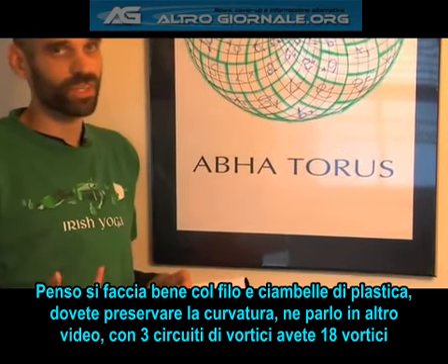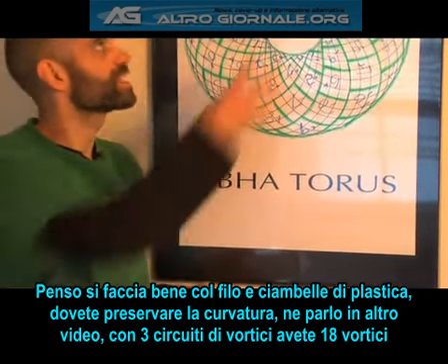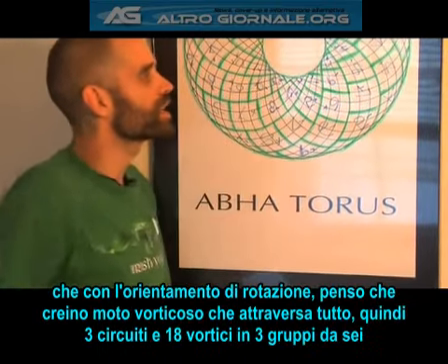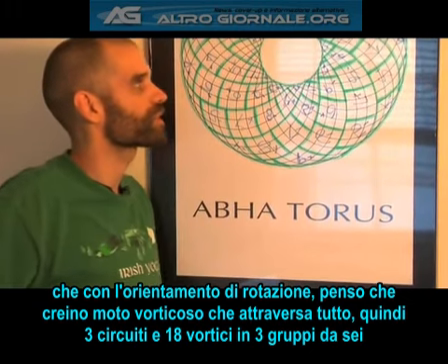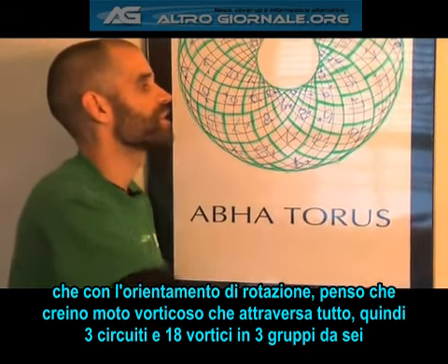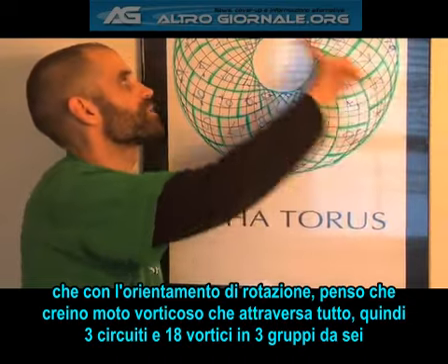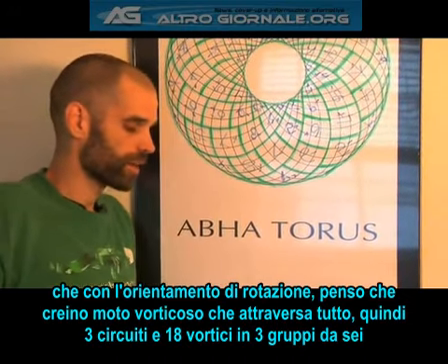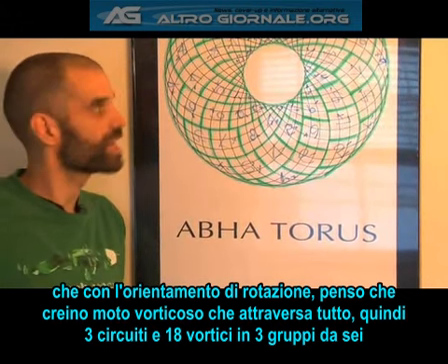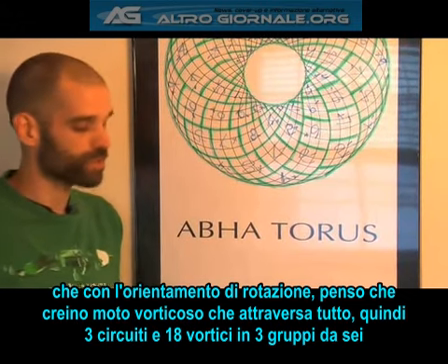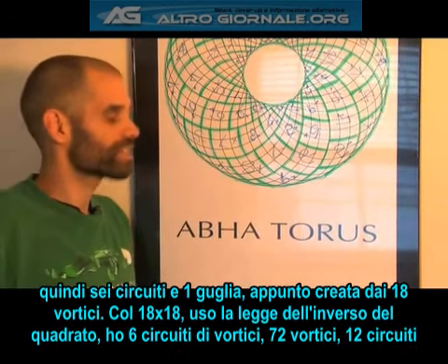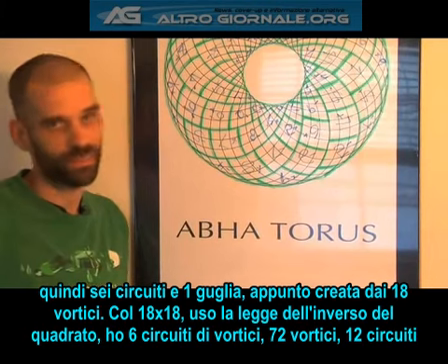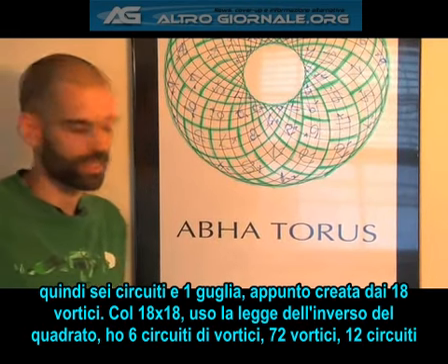So for 3 nested vortices circuits, there are 18 of these vortices, which give this spin orientation, which make it perfect, make it mirror. I believe they create vortices that go all the way through. So 9 by 9 is 3 nested vortices circuits. 18 of those vortices are in 3 groups of 6. You have 6 circuits. You have 1 spire, and that spire, of course, consists of 18 vortices.